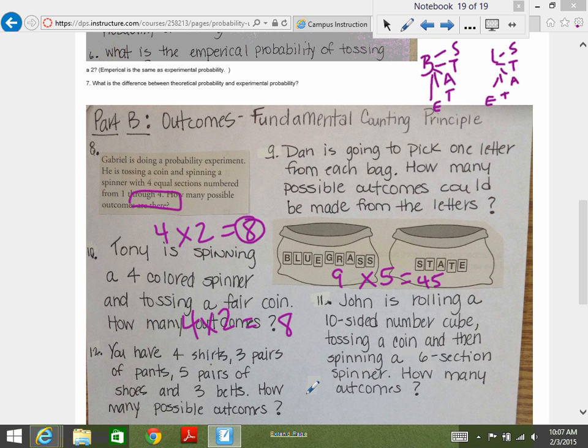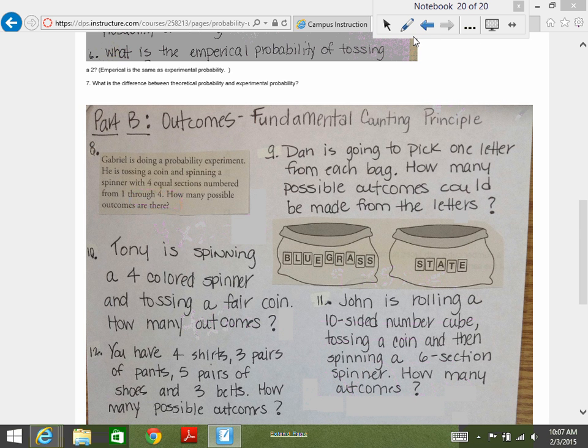How many outcomes? So what am I going to multiply? Let's start at the beginning. 10 times. So we got that. Then he's tossing a coin, so that would be 2. Then spinning a 6-section spinner, so times 6. Okay, 10 times 2 is 20, and 20 times 6 is 120. 120 outcomes there. All right, number 12.